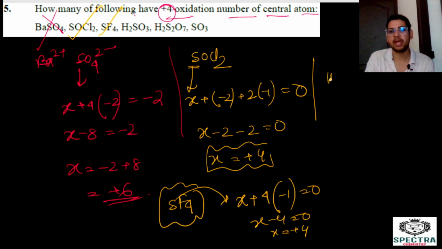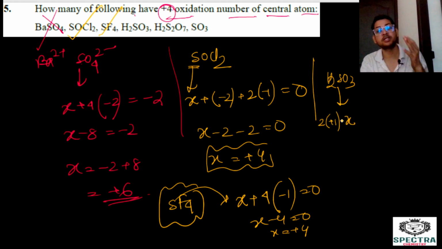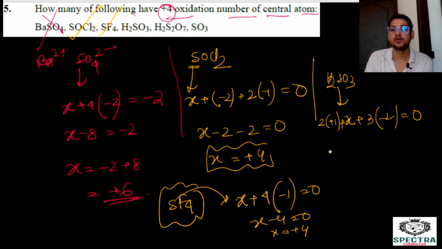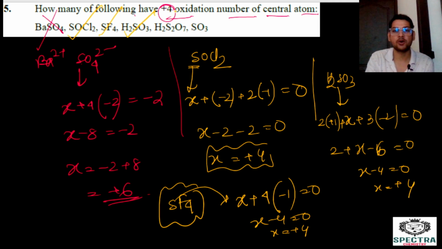And H2SO3, if you take the sulfur as X, hydrogen 2 into plus 1, right? Hydrogen is H plus, and oxygen 3 into -2, equal to 0. So 2 plus X - 6 equal to 0, X - 4 equal to 0, X equal to plus 4. Sir, this is also possible.